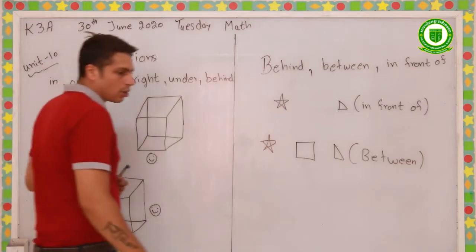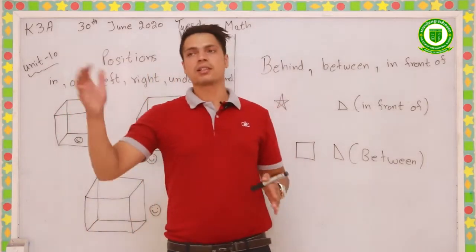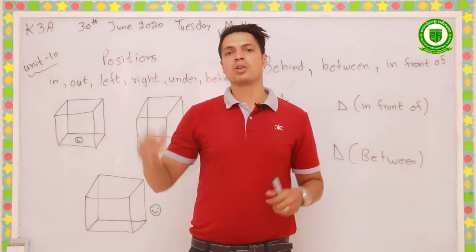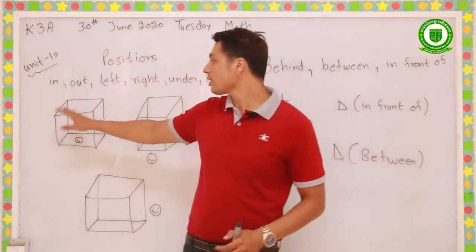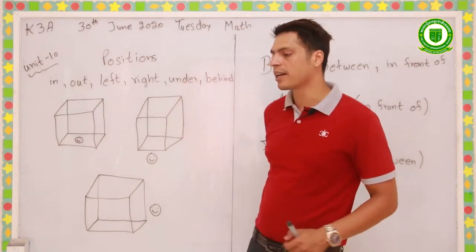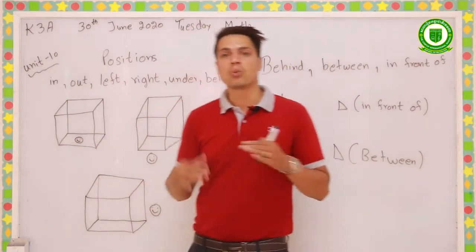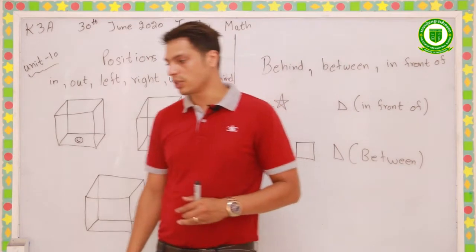Left and right are easy. You can just see your hands. You have a left hand and you have a right hand. So what about in and out, under and behind? I will show you what is in and what is out.